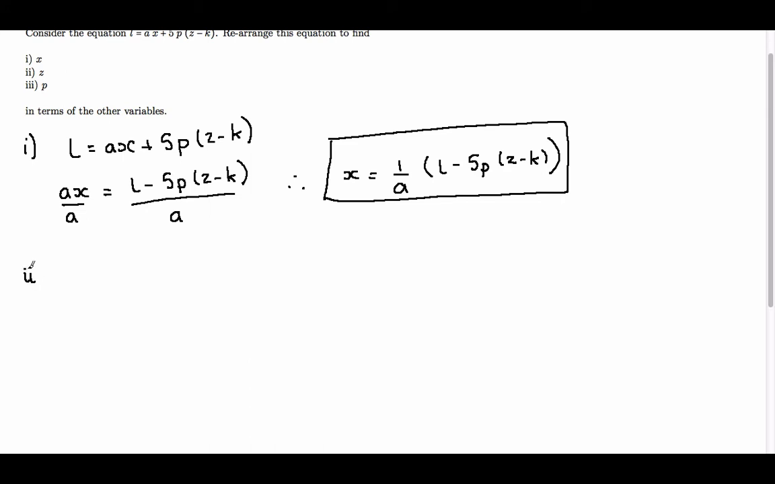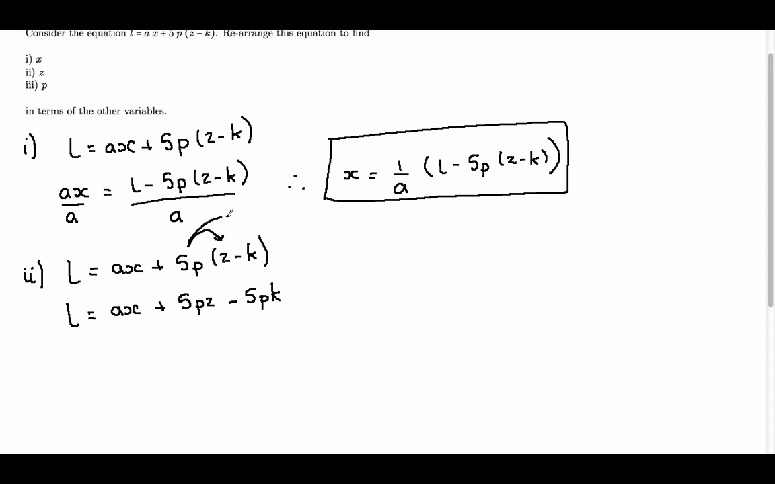My second rearrangement, I want z. So I'm beginning again with L equals AX plus 5p times z minus k. Well, this time I want z, and it's within this bracket, so the first thing I need to do is expand out my bracket. So I get that L equals AX plus 5pz minus 5pk. And that just comes from multiplying 5p by z and 5p by minus k.